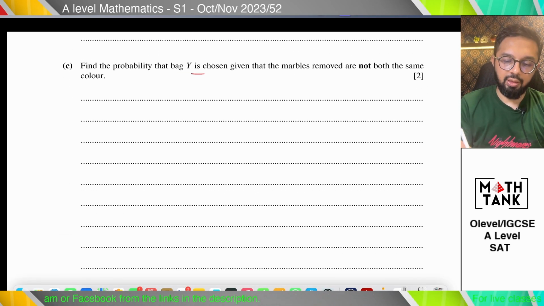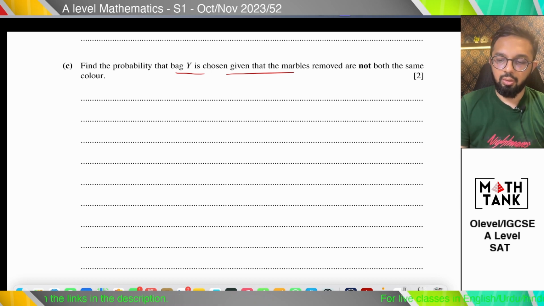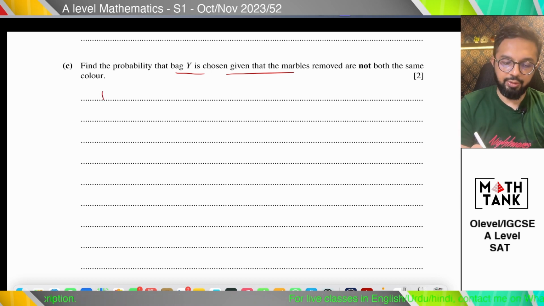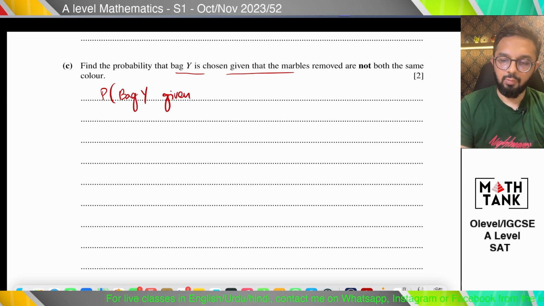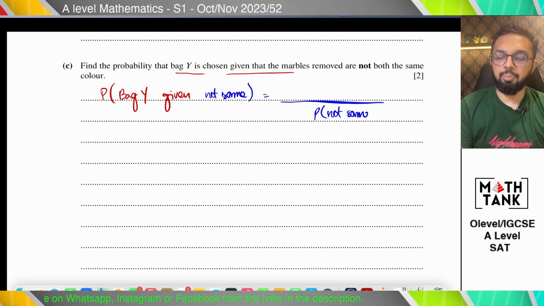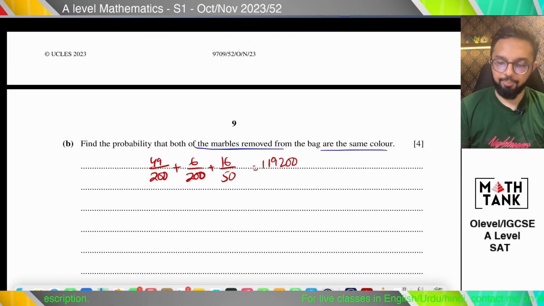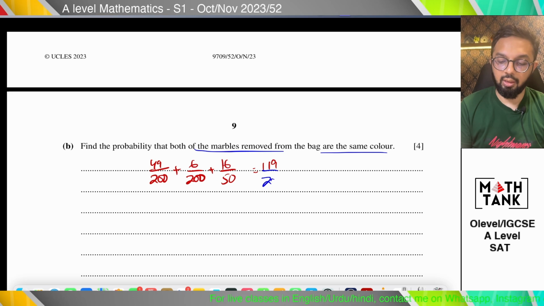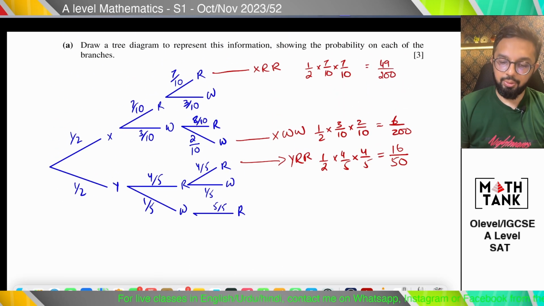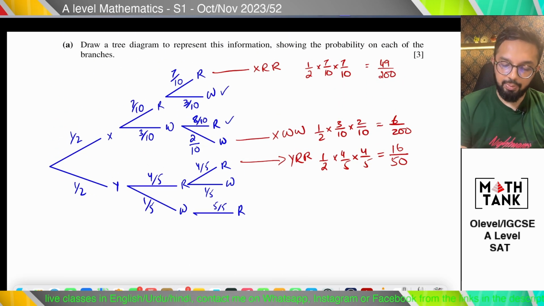It says find the probability that bag Y is chosen given that the marbles removed are not both the same color. Bag Y given not same. So not same will come up in the denominator. Now in the previous part you've calculated same, so you could just do 1 minus 119 over 200. That was the number. Yeah, 119 over 200. Okay, 119 over 200, and I'm talking about this branch, this branch, this branch, and this branch. Okay, let's see where we have different colors.